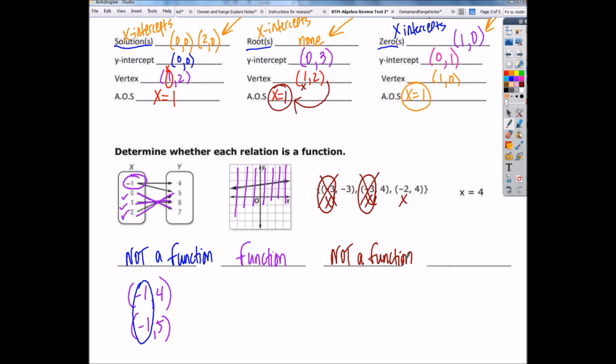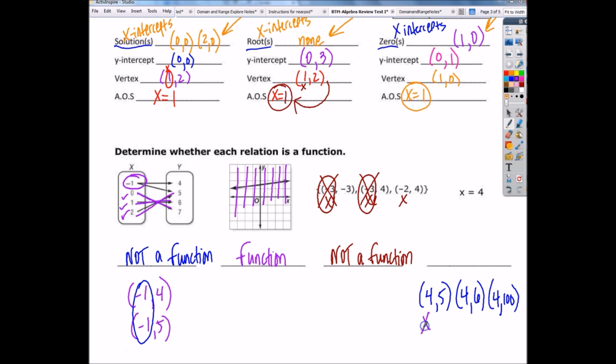And right here it says x equals 4. This one's kind of confusing because it says every single x is 4. So if I have an ordered pair, I could do (4, 5). I could do (4, 6). I could do (4, 100). It doesn't matter what ordered pairs I pick. All the x's are 4.